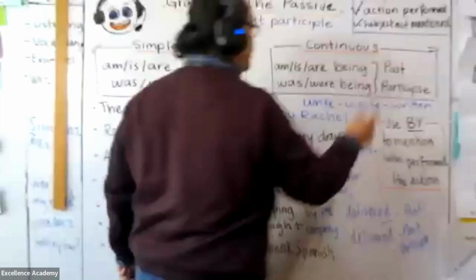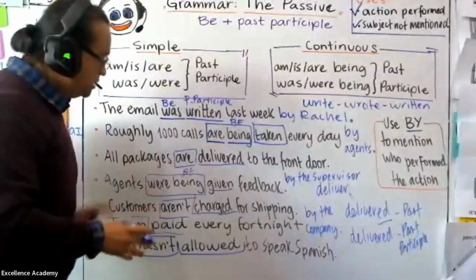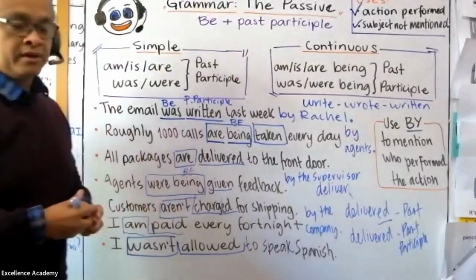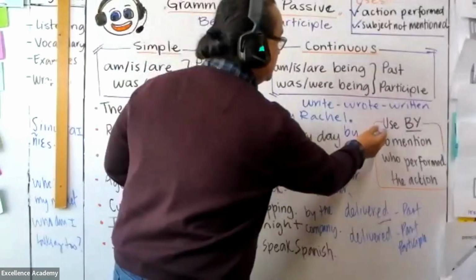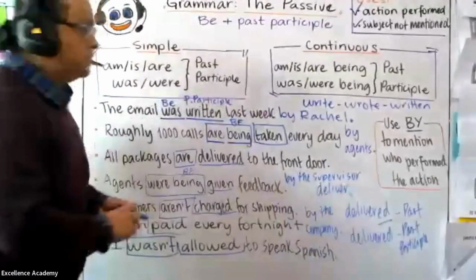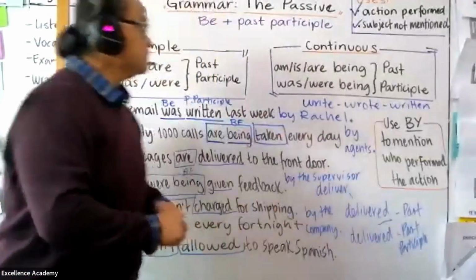And we're not focusing on the subject. We're not mentioning it here, knowing the subject is not important, but if you wish to mention it for purposes of context, then you can use the preposition by and mention the person or thing, okay?